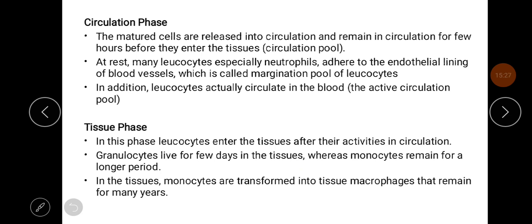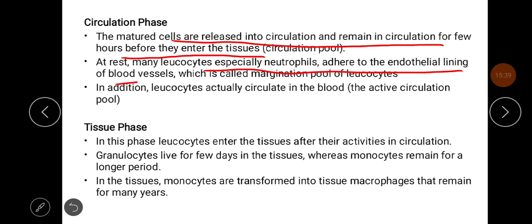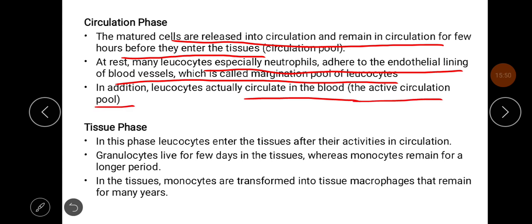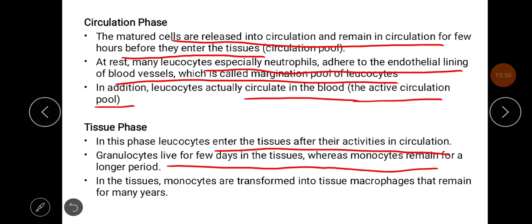In the circulation phase, mature cells are released into circulation and remain in the circulation for a few hours before they enter into the tissues. At rest, leukocytes, especially neutrophils, adhere to the endothelial lining of blood vessels, which is called the margination pool of the leukocytes. In addition, leukocytes actually circulate in the blood, which is called the cells in the active circulation pool. In the tissue phase, the leukocytes enter the tissue after their activities in the circulation. Granulocytes live for a few days in the tissue, whereas monocytes remain for a longer phase. In the tissues, monocytes are transformed into tissue macrophages that remain for many years.